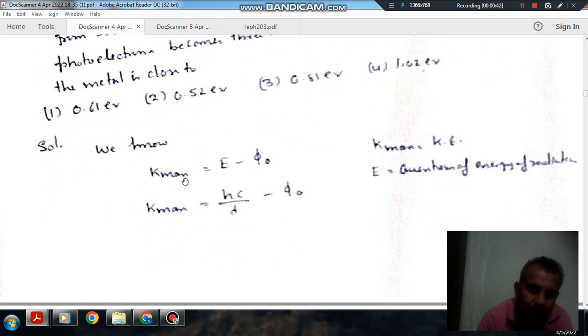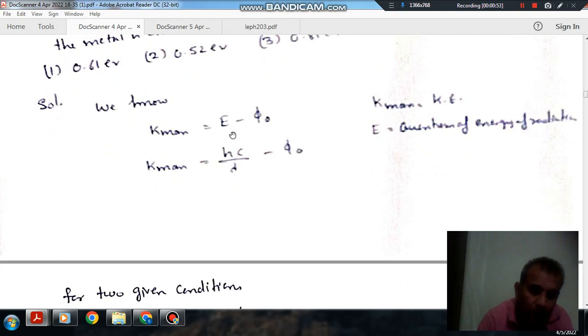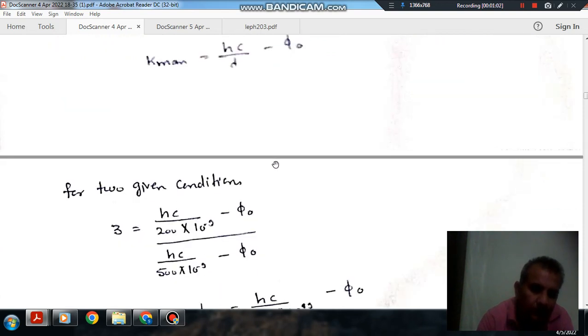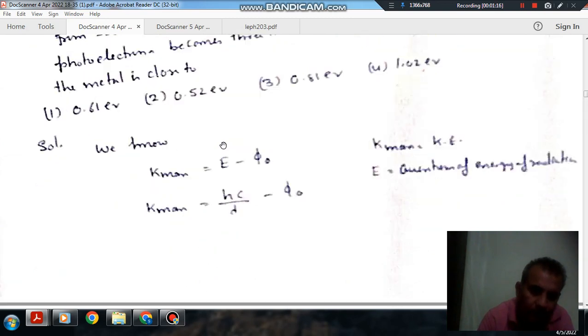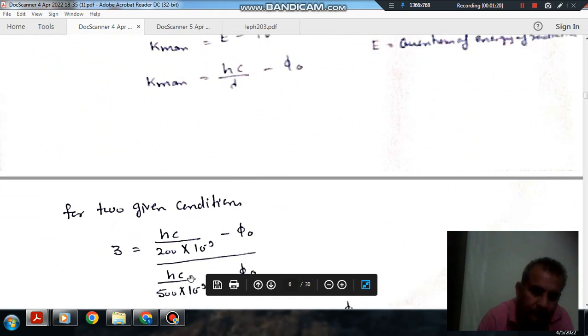So we know that the maximum kinetic energy is E minus phi naught, where E is the total energy of the photon and phi naught is the work function. E is given by h times frequency, and frequency is c by lambda. According to the given condition, the maximum kinetic energy of the photoelectron becomes 3 times larger when the wavelength is changed from 500 to 200 nanometers. So when the wavelength is 200 and when the wavelength is 500, the ratio of kinetic energy is 3.